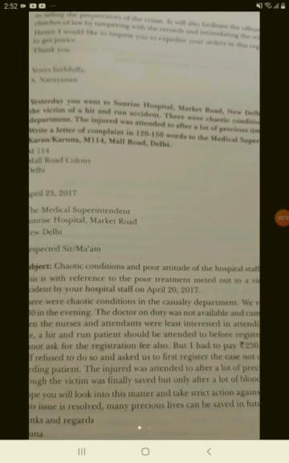Yesterday you went to Sunrise Hospital, Market Road, New Delhi with a victim of a hit and run accident. There were chaotic conditions in the casualty department. The injured was attended to after a lot of precious time had been lost. So now all these things have been looked at. Now you have to build on all this information. Now who are you writing a letter of complaint to? It says write a letter of complaint in 120 to 150 words to the medical superintendent. You are Karun or Karuna and this is your address. Okay. So now they have given you this information. So now how are you going to write your answer?